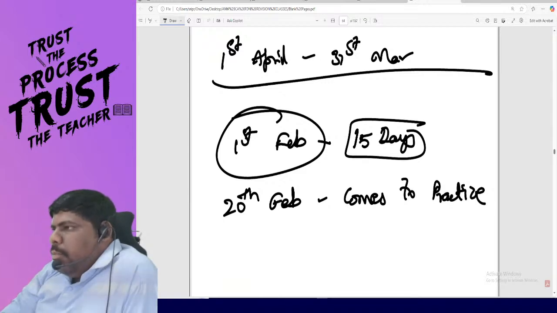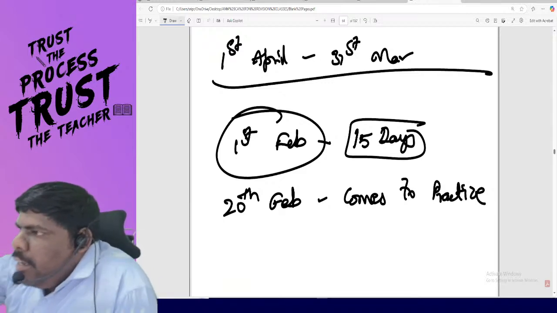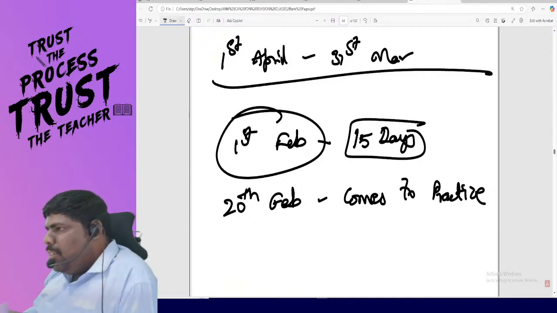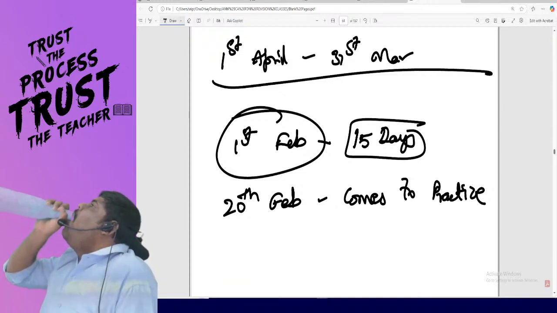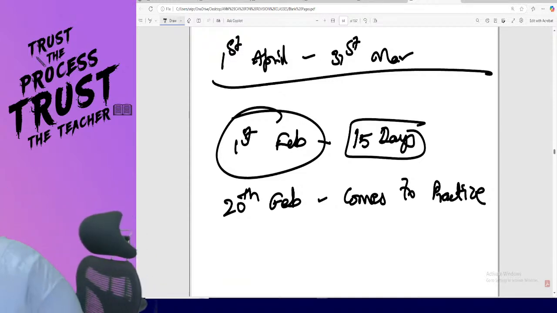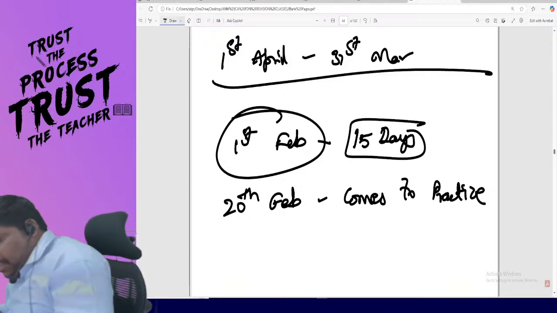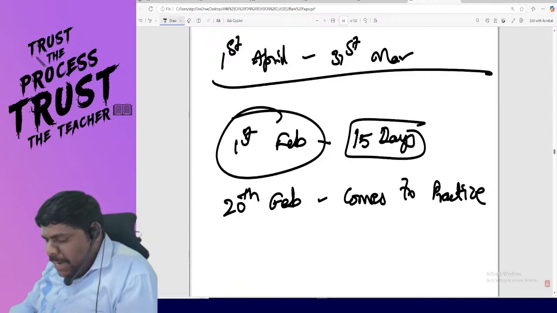I think this was only for the past some 10 to 11 years. Before that, do you know when they will pass the budget? At what time they will pass the budget, do you know? It is not at night.